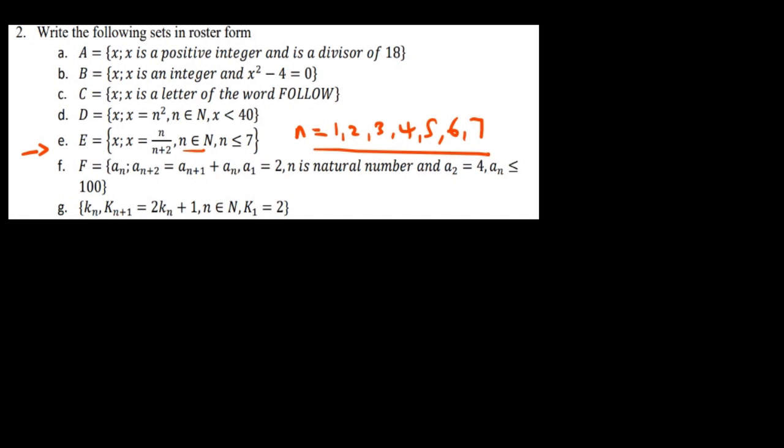All right, so let's find the members that will be in this set. We are going to say set E is equal to, and the first member will be 1 over 1 plus 2.